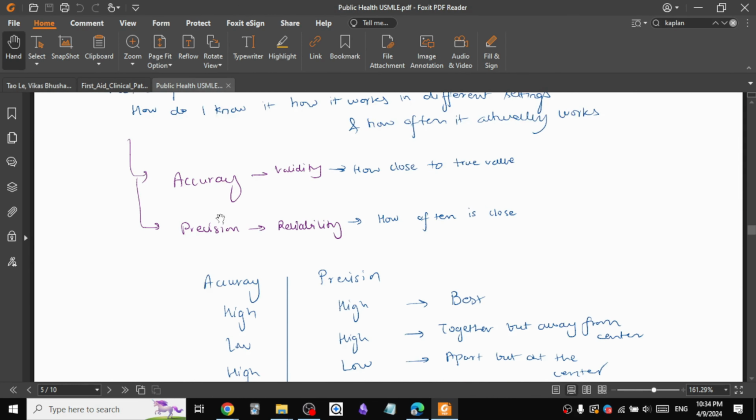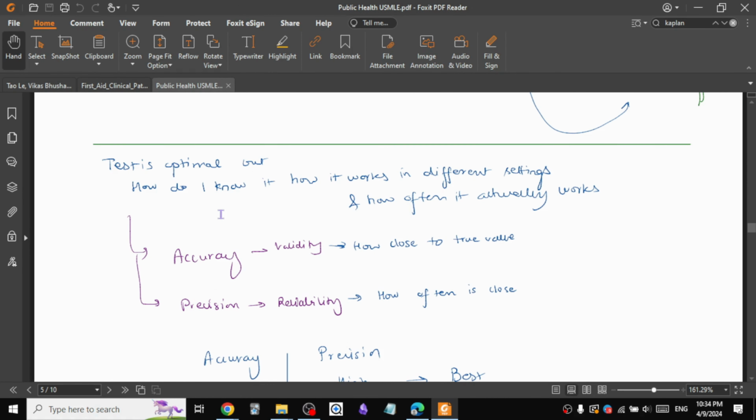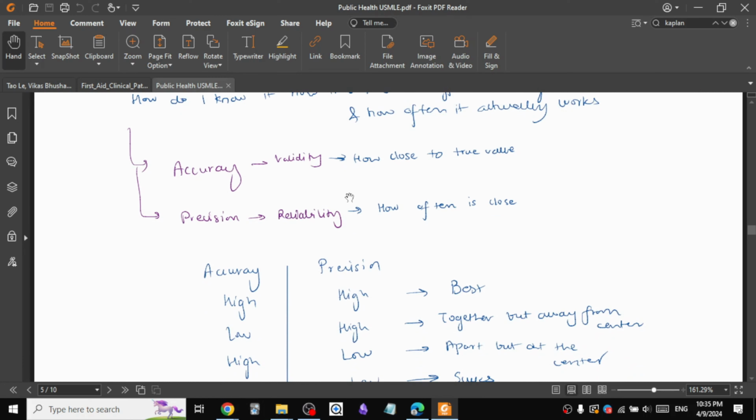So we've done our testing. We've come up with our likelihood ratios, pre-test probability, sensitivity, this and that, and we've made sure that whatever test we're running is good. But is it accurate to what we actually want, right? And how often does it actually work? Does it work in different settings, and how often does it actually work, right?